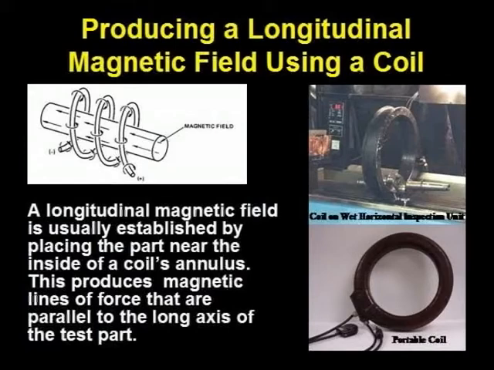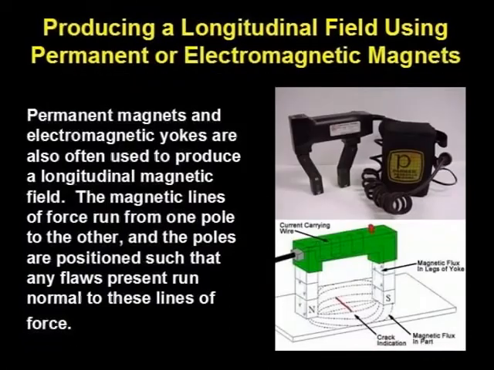The magnetic field strength of the coil also decreases with distance from the conductors in the coil. Thus, the strongest magnetic field is at the inside of the coil's annulus. It is sufficient to simply lie the test article centered on the bottom of a vertical coil, unless the article is relatively long. Another method of producing a longitudinal field is to use permanent magnets, or electromagnetic yokes.